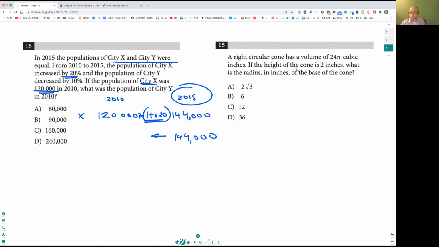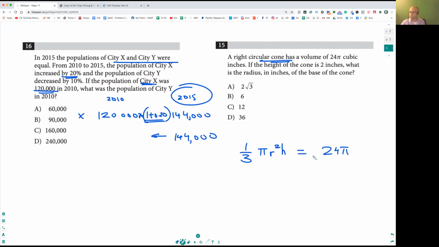Okay, so how do you solve this one is, you remember a circular cone, right? A circular cone, the formula is 1/3 pi r squared h, okay? So that's the formula, right? A circular cone, not a cylinder, right, is equal to 24 pi, okay?